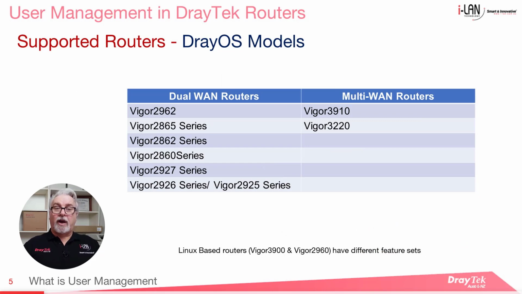Here we have a list of DrayOS routers that support the user management features we'll cover today. As you can see, all the later model dual WAN and multi-WAN routers support user management. The Linux-based routers such as the Vigor 3900 and Vigor 2960 have a different feature set for user management, and we won't go over those today.